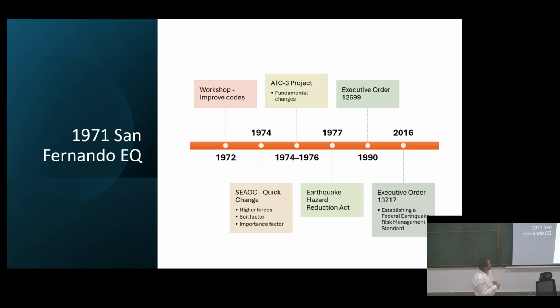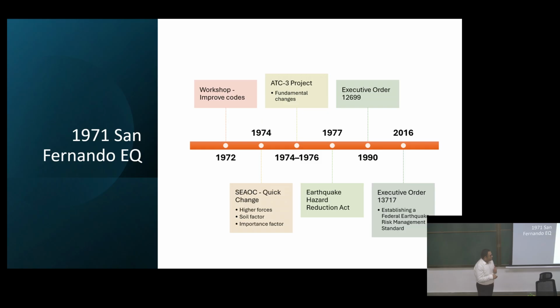So after this 1971 earthquake, a lot of workshops were conducted to improve the building design codes at that time. In 74, the Structural Engineering Association of California. Essentially, SEAOC is a very major association of structural engineers in the US, and they really inform the building codes together. Once they make a change, they inform the American Society of Civil Engineers as well as the International Code Council, which writes the IBC, or International Building Code.